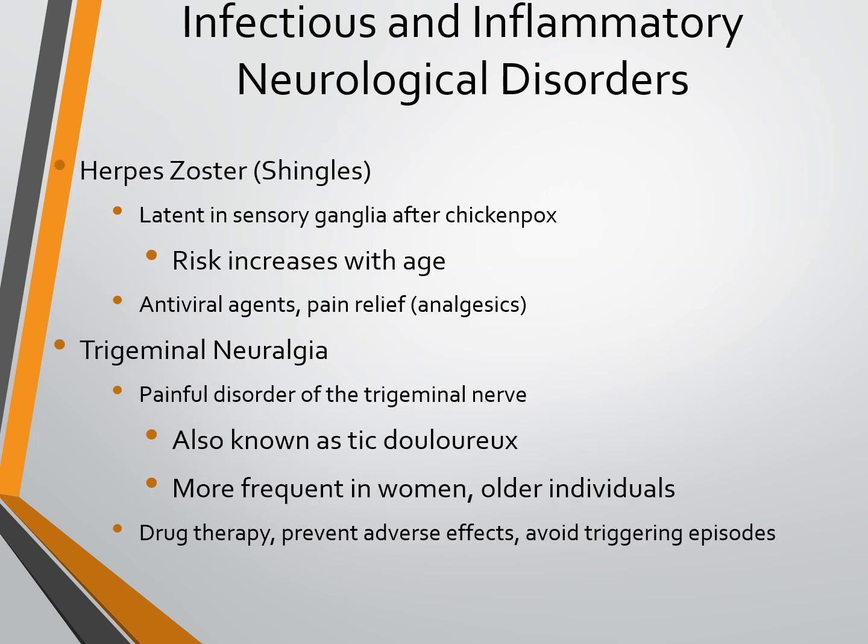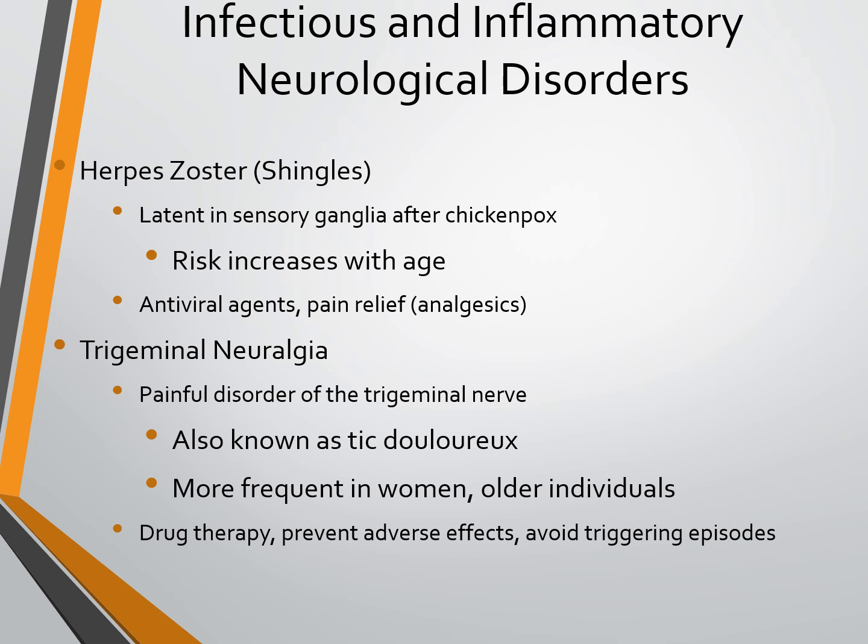There are also infectious and inflammatory disorders such as herpes zoster, which is shingles. We know that as individuals get older, they're at increased risk. Prevention is important for these patients. As patients get older, you inquire, have they been immunized against shingles? If they have not, you offer the immunization. And if they've had shingles in the past, they can still be vaccinated.